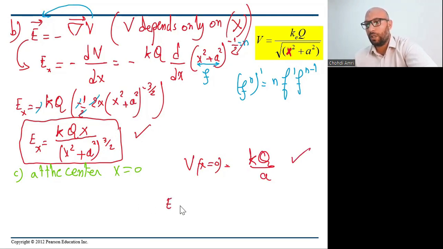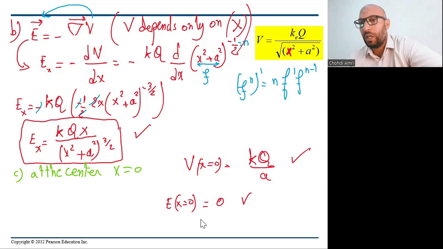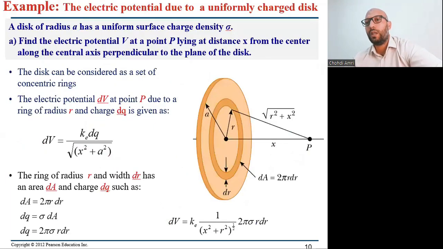What about the electric field when x equals 0? It's KQ times x, and here we have 0. So it's 0 divided by a squared. So it's 0. We are done. At the center of the ring, the electric field is 0, but the electric potential is KQ over R. Good. We are done. Let's take another example.